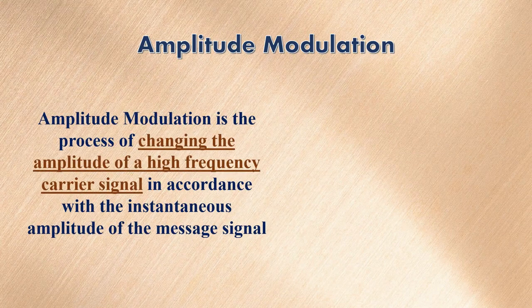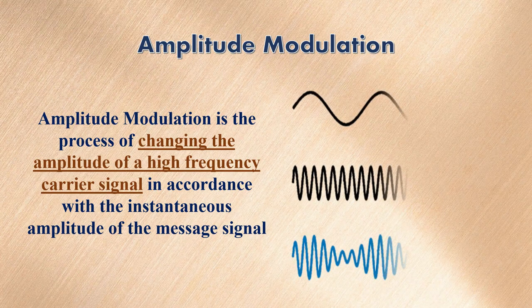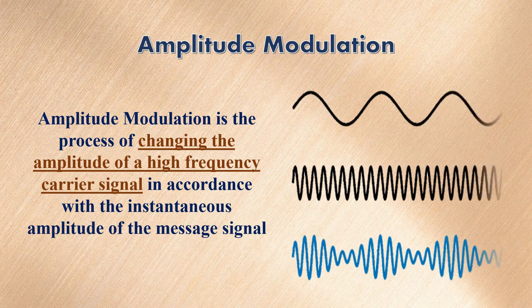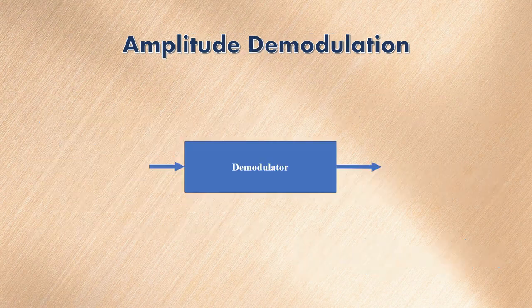Now let us see the definition for amplitude modulation. Amplitude modulation is the process of changing the amplitude of the high frequency carrier signal in accordance with the instantaneous amplitude of the message signal. So whenever the amplitude of the message signal is higher, the modulated signal has higher amplitude. Whenever the amplitude of the message signal is lower, the modulated signal has lower amplitude.